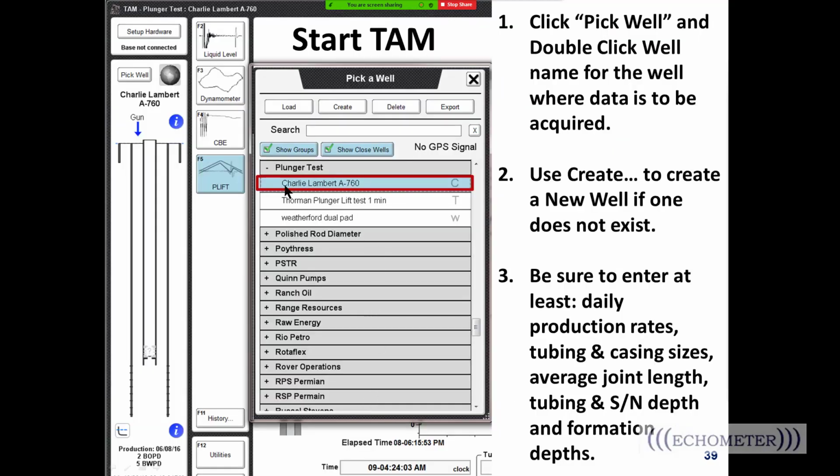We have to pick a well, and this Charlie Lambert A760 well is in the example data, and we're going to pick it. If one isn't already on your computer, you have to create it. You need things like production rates, tubing and casing sizes, average joint length, end of tubing and C nipple depth, and the formation perforated intervals to track the plunger.